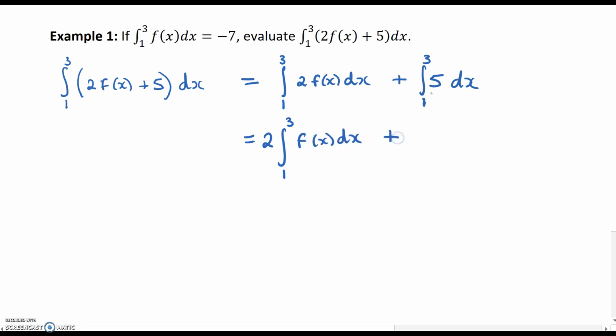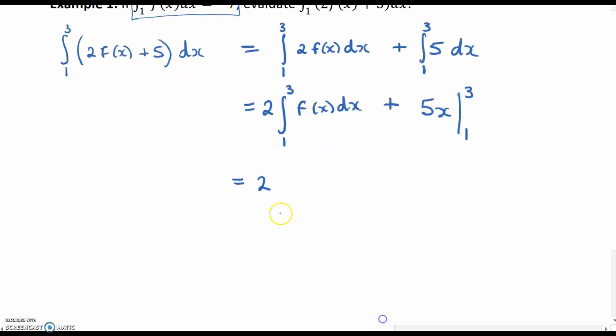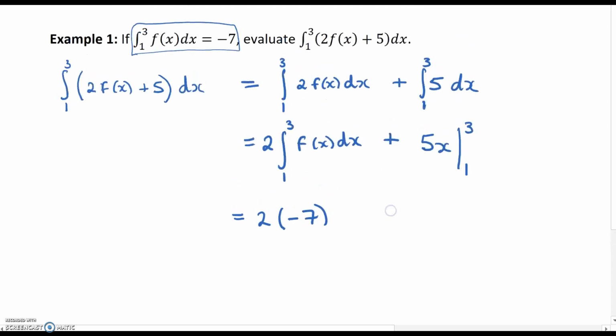Okay? Now, we can start integrating this one. If we integrate 5 with respect to x, we get 5x, and that's going to be from 1 to 3. Okay, so move on to the next line. So it's going to be 2 times this integral. But the thing we know about this integral, the integral of f of x dx from 1 to 3, because it's written in the question here, is that it is equal to negative 7. So that whole thing there is equal to negative 7.